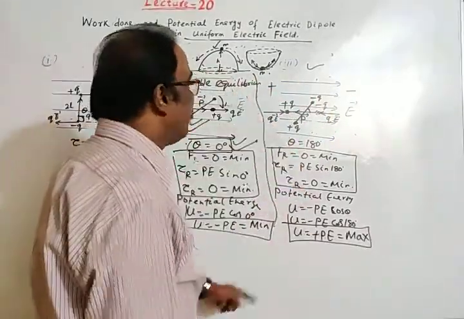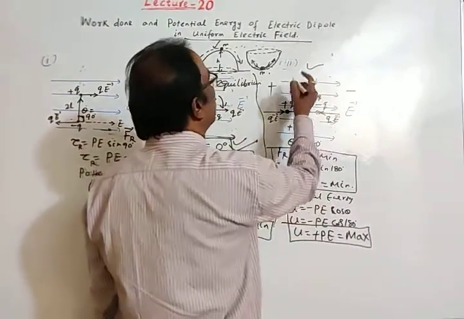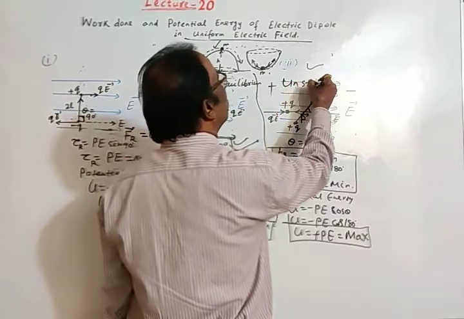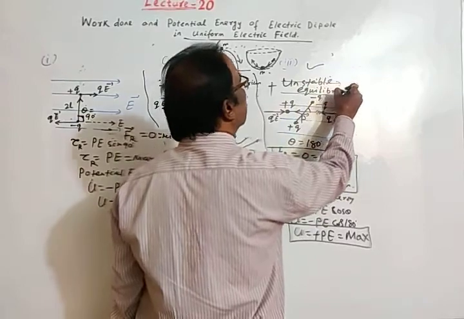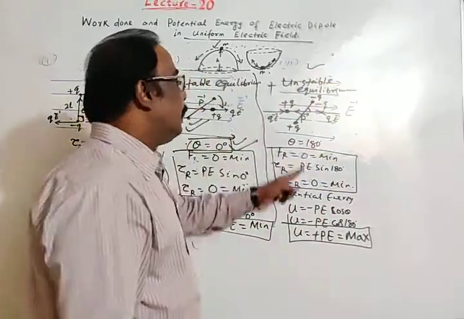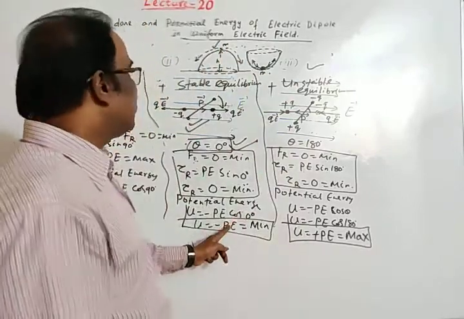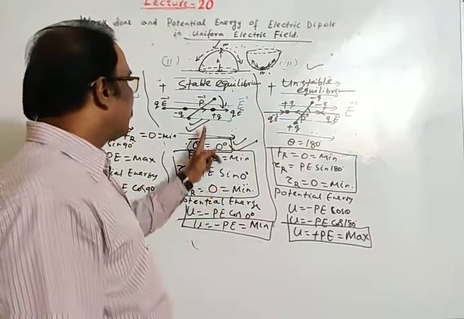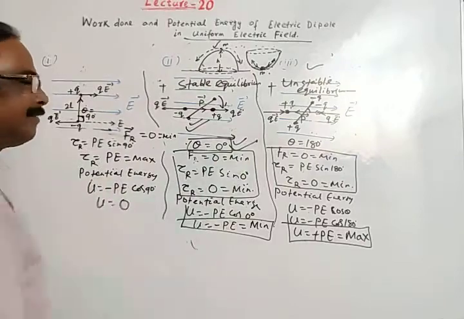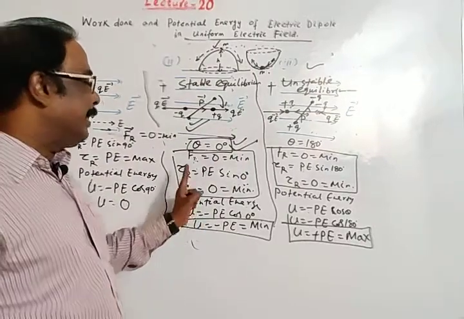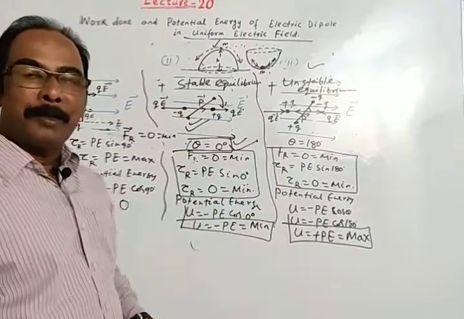So this is unstable. If the dipole is placed anti-parallel to the direction of electric field, this is the position of unstable equilibrium. Potential energy maximum, unstable equilibrium. Potential energy minimum, this is the case of stable equilibrium. These are the three cases. So I think this is the better explanation to explain stable and unstable equilibrium.